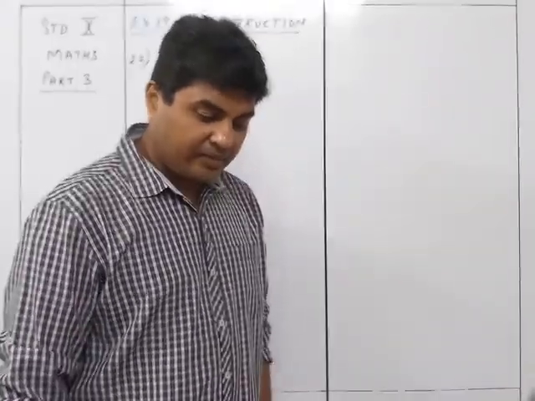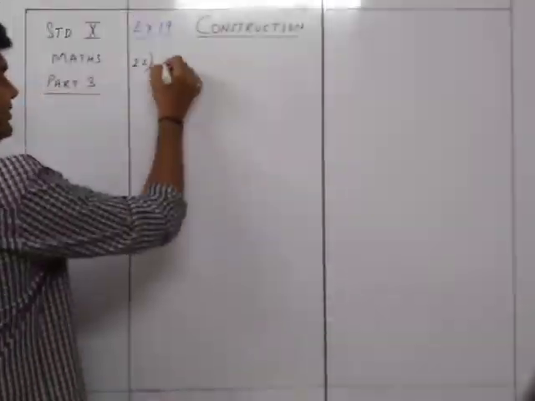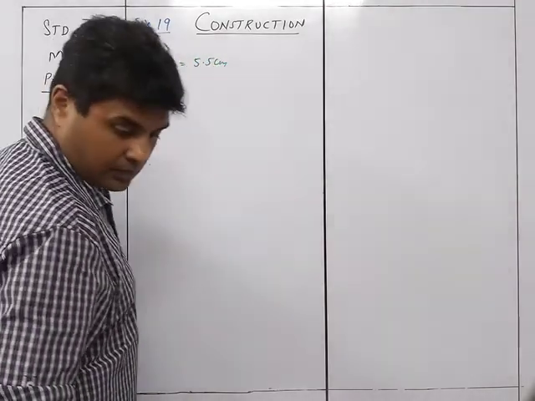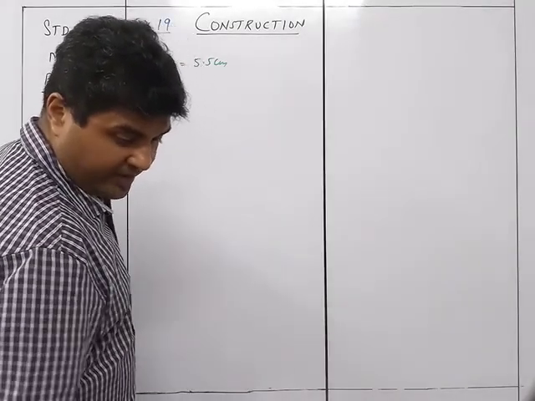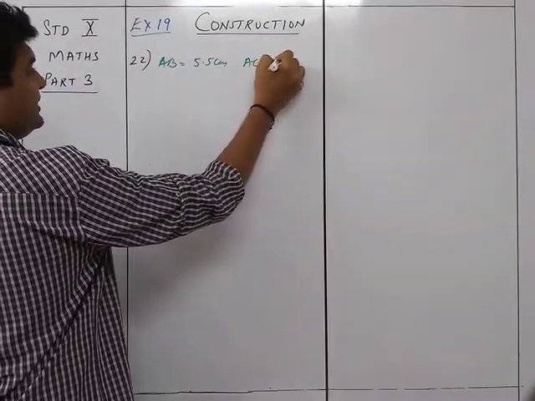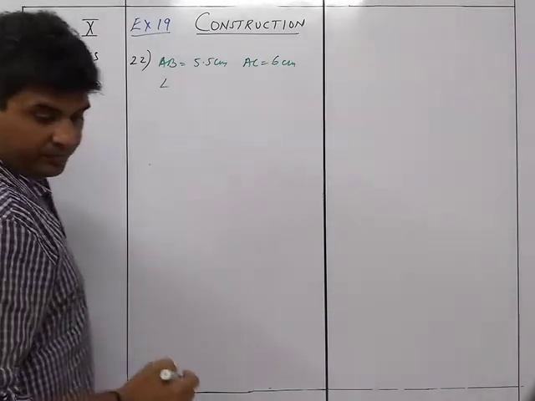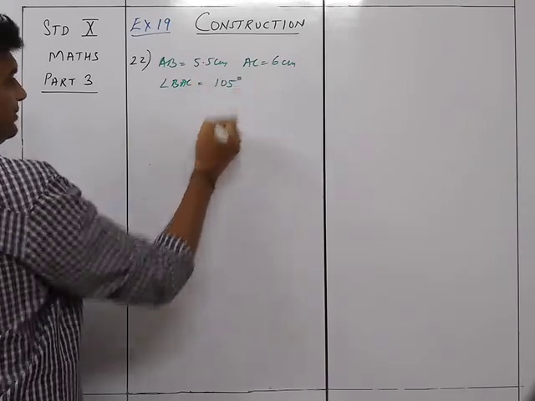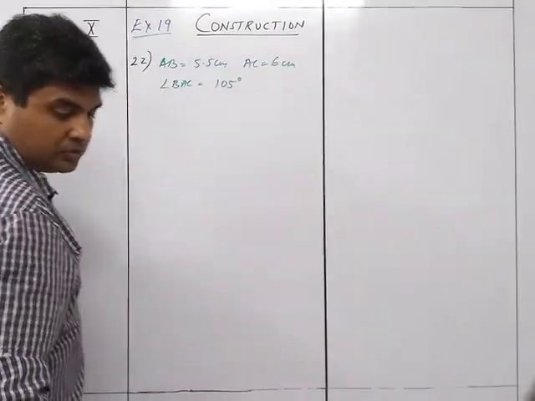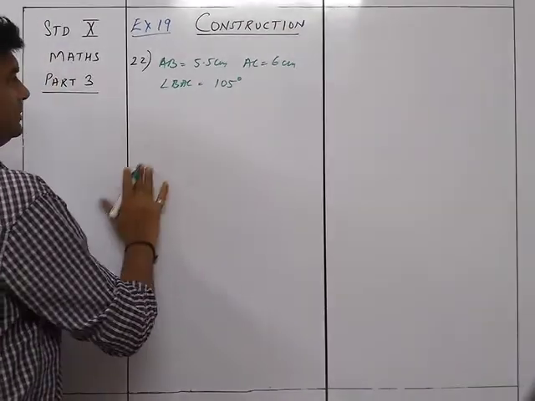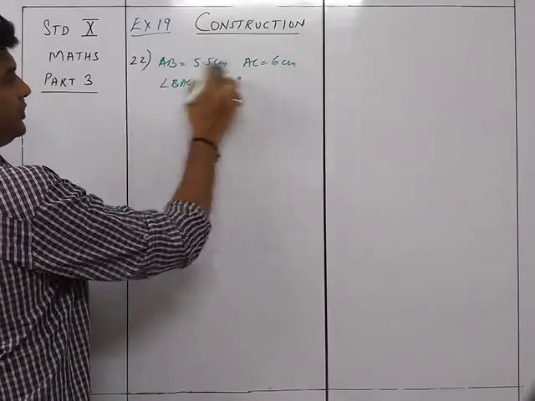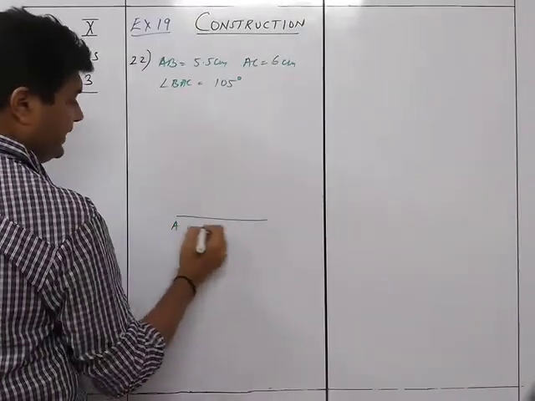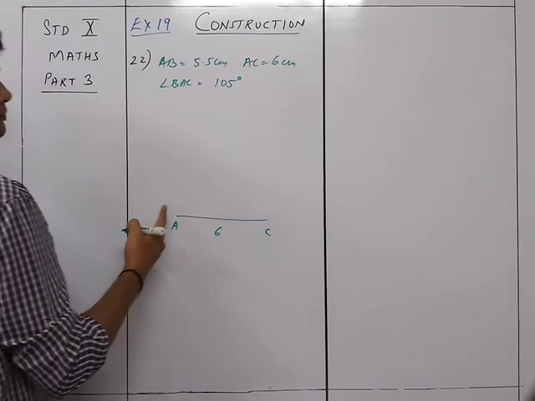Consider triangle ABC, where it's given that AB is equal to 5.5, AC is equal to 6 centimeters, and angle BAC is equal to 105 degrees. First of all, we'll draw the triangle. So we have got angle A, so we'll take 6 centimeters over here, AC 6 centimeters, 105 degrees.